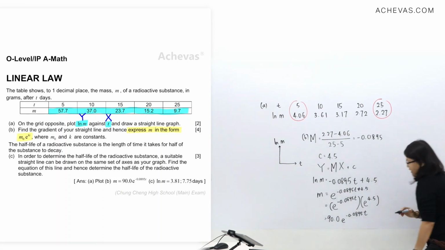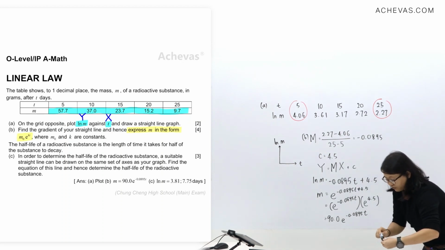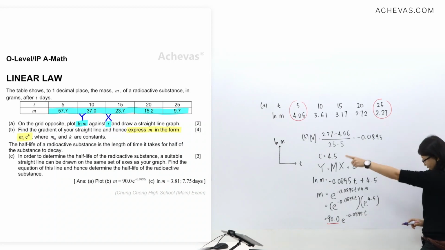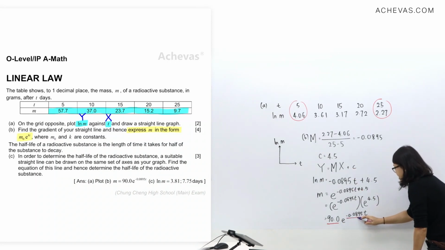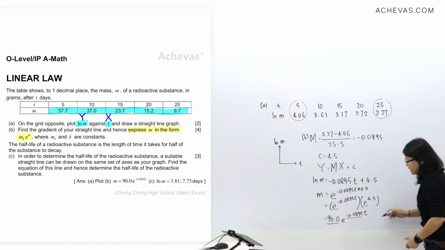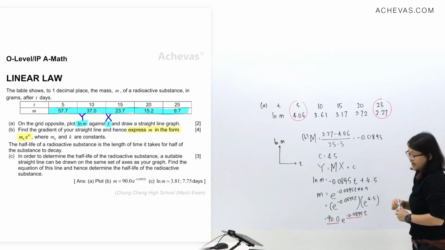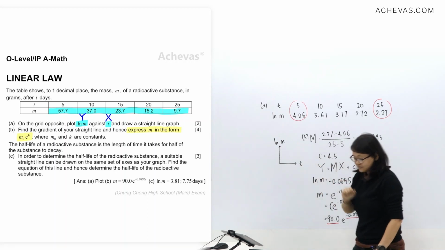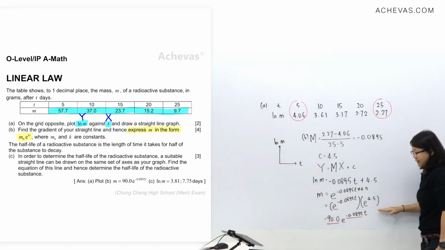0.0895t. Now you can see, I'm writing it in this form where this 90.0 is the m naught and this value here is the k value. But they only need me to write in this form. I do not have to give the answer for m naught and k. They did not ask for that. So that's all for part B for this question over here.